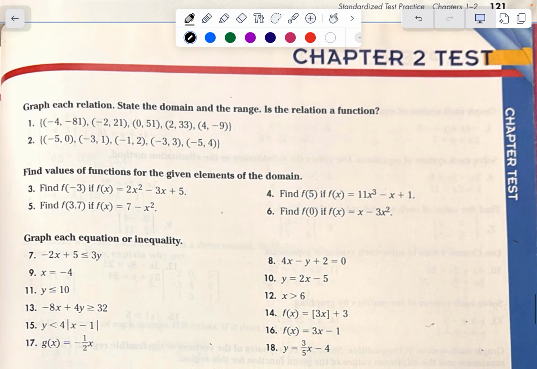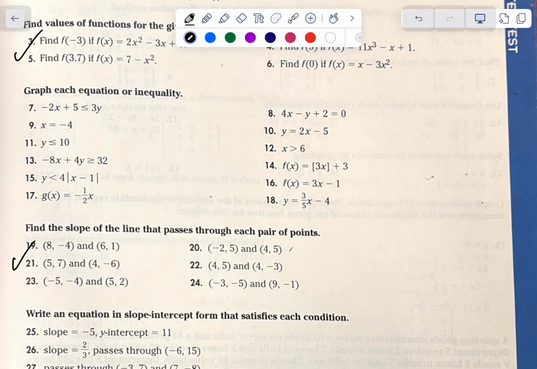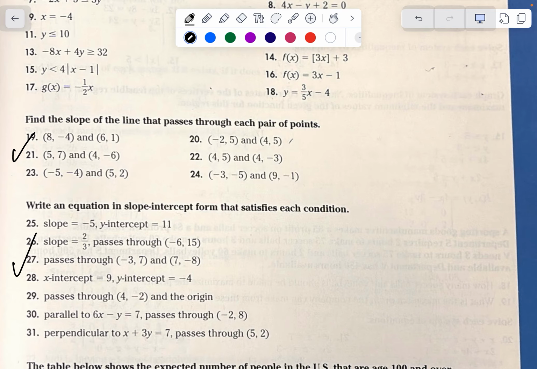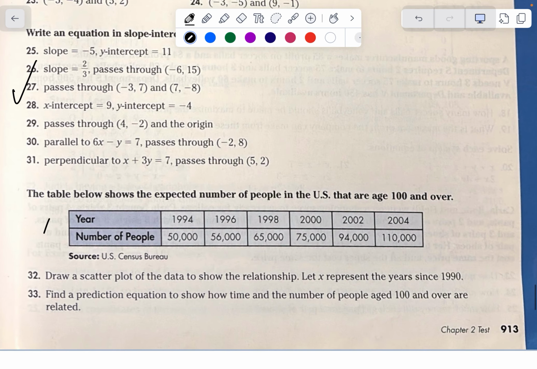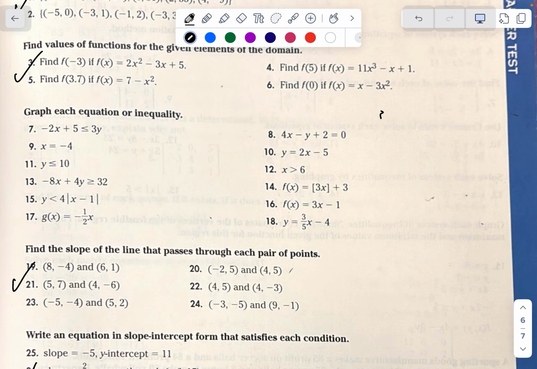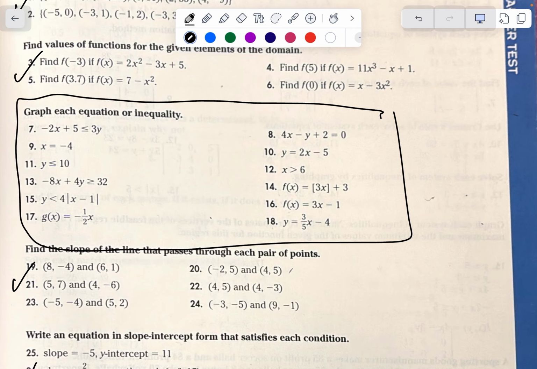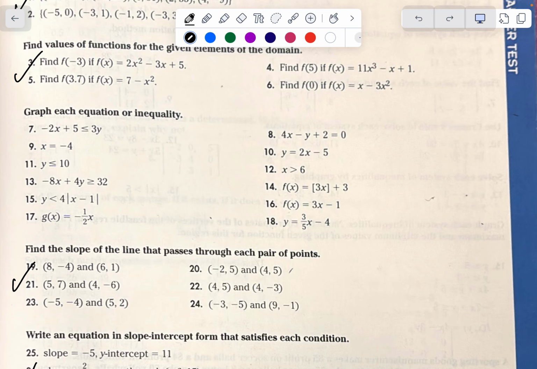So we did these, we did plug it into the function, we found slope, we wrote some equations. We're not going to do the scatter plotty ones. So let's just focus then on graphing, okay? So we're going to focus on 7 through 18 for the rest of the time that we have for class, okay? And I'll give you enough time to save it and upload it, okay? So let's talk about 7 through 18. Now we're not going to graph all of these, just some of them in what we have time for. Let's start out with 18.